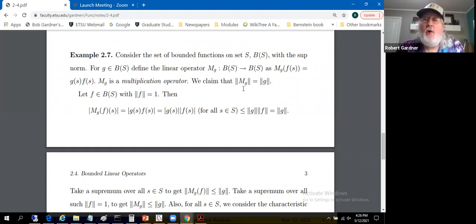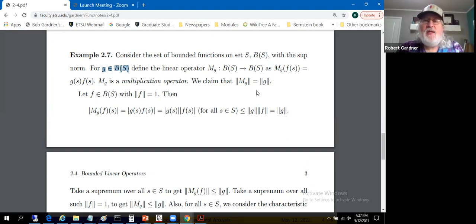We claim the operator norm of M sub G equals the norm of G. Okay, different things, different norms. Operator norm here, norm on the space B of S here, because G lives in B of S. If G lives in B of S, then you talk about the norm of G using the norm on that linear space B of S. It was a sup norm.